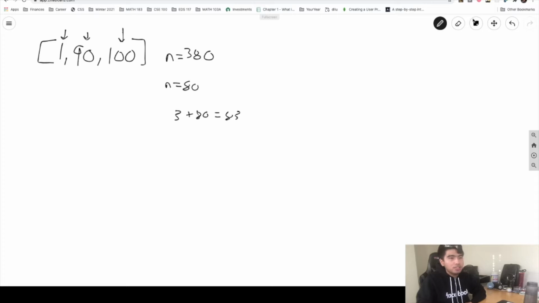And looking at this intuitively, if we have denominations of 1, 90, and 100, we can do better than just making 83 coins, right? We can actually do way better. We can do 2 100s, and then we can just do 2 90s. The actual answer we want to get is 4, but our greedy algorithm is giving us 83. So this is where our greedy intuition fails.